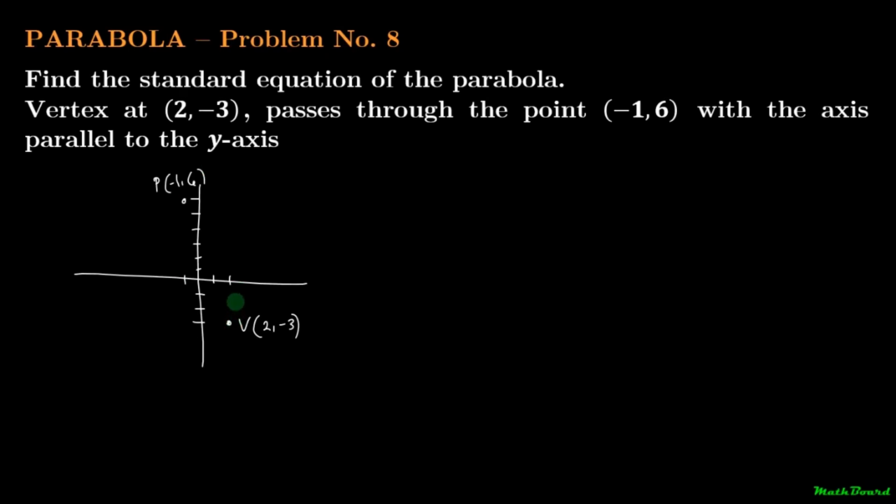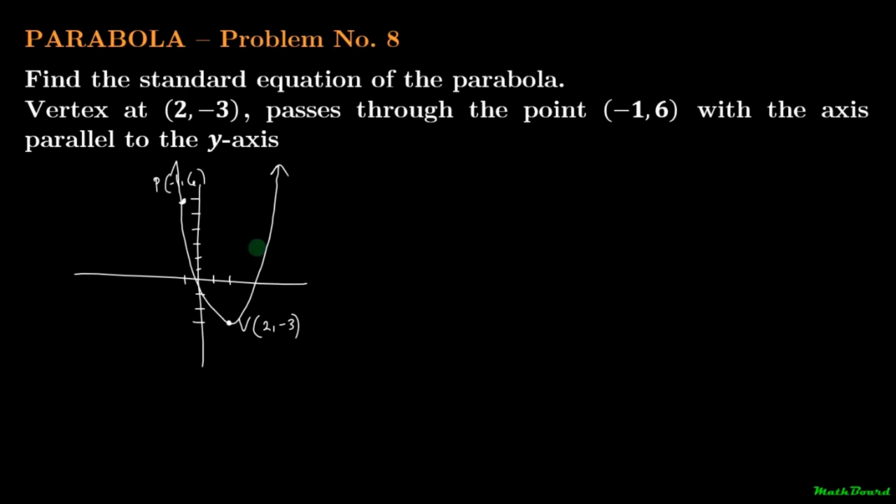So, if parallel to the y-axis, the opening is either what? Up or down. But since this is the point and this is the vertex, it opens more or less like that, so it opens upward, right? Since the axis is parallel to the y-axis. When parallel to the y-axis, the opening is only up or down. The axis is parallel to the y-axis. When the axis or axis of symmetry is parallel to the x-axis, the opening is either left or right.